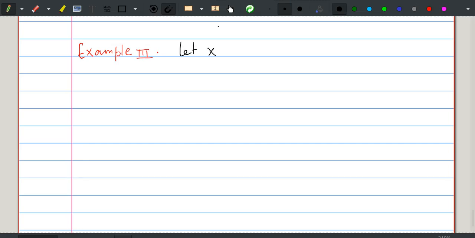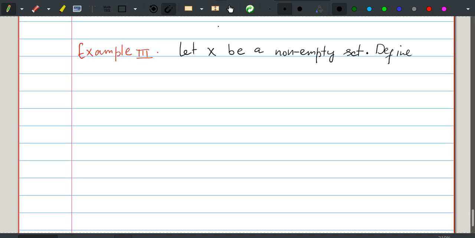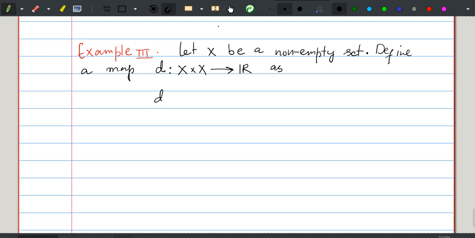Let X be a non-empty set, and then we define a map D from X cross X to R as D of xy equal to 1 when x is not equal to y, and otherwise 0.